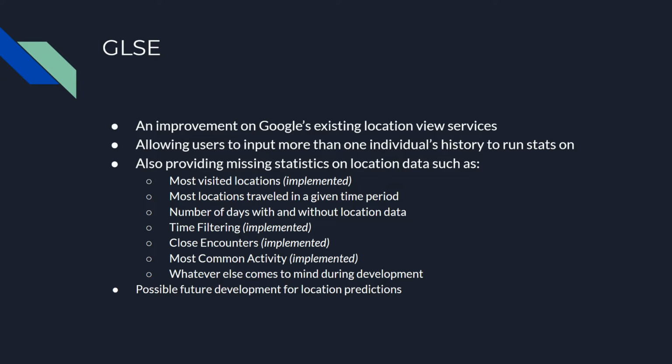Most of these things are things that Google isn't already doing. Time filtering, so you don't get all your data at once. Close encounters, this is where having multiple user inputs would come in handy. Would be able to pinpoint how close you've been with a person in a given time period. And then most common activities, so you'd be able to visualize how many times they have recorded a specific activity within a specific time period. And of course, whatever else comes to mind during development of this project.